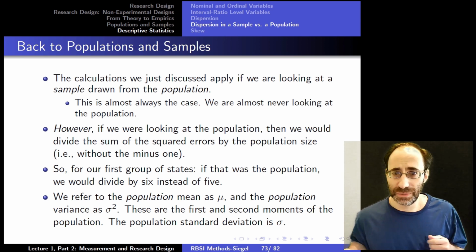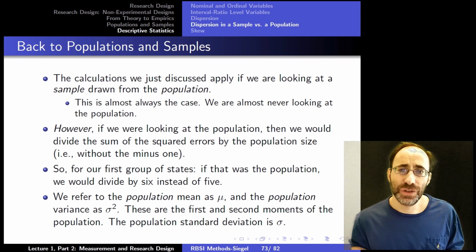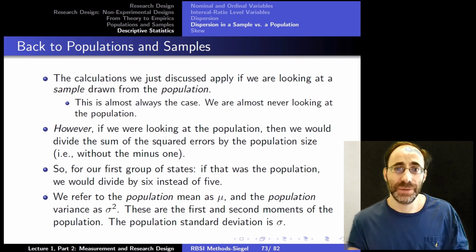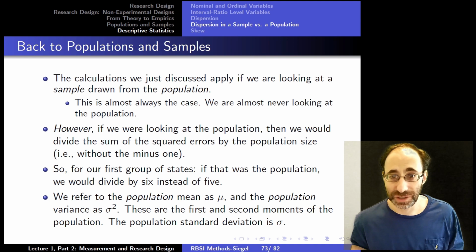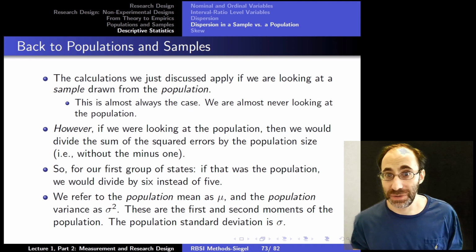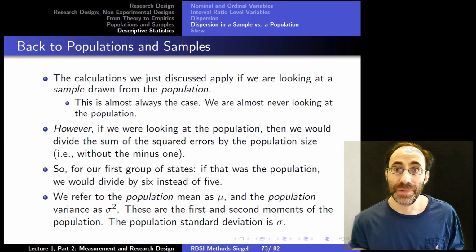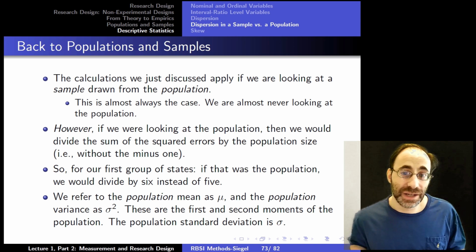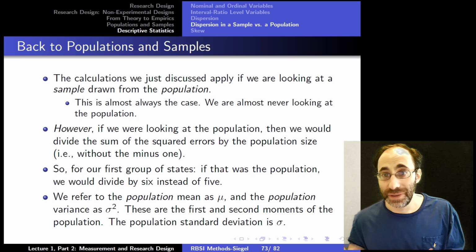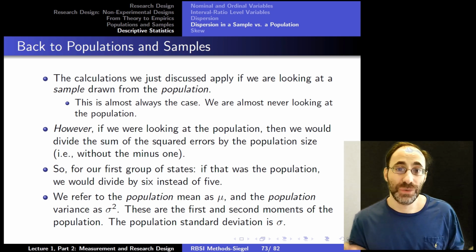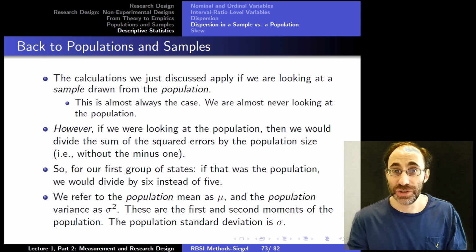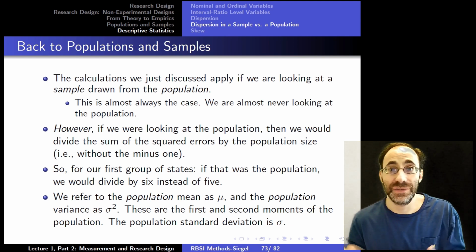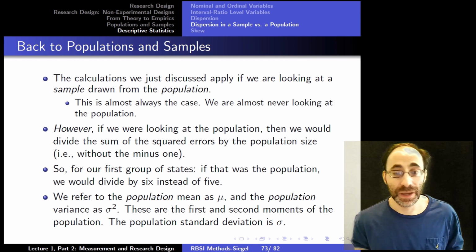All these calculations were done as if we were looking at a sample rather than the population itself. So we're drawing a sample from a larger population. That's almost always true, as we said before, when we talked about samples and populations. That said, there are cases where we do look at populations, right? So if we had all the countries in the world and our unit of analysis was a country, we would look at the whole population of countries instead of a sample of countries, potentially.